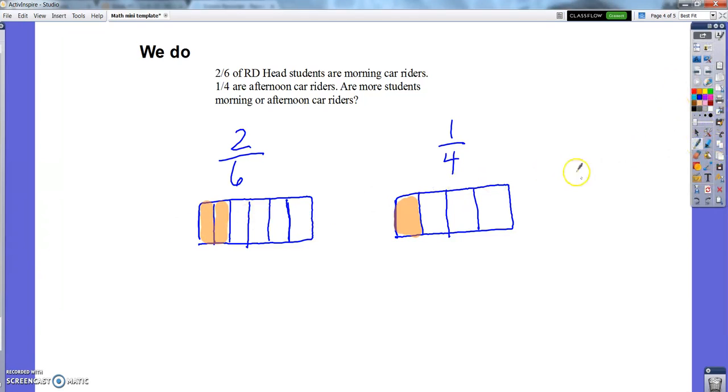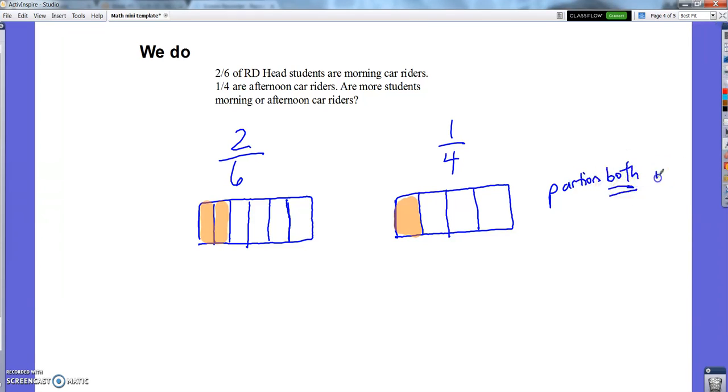And if you want to write, I said I need to partition both into fractions with the same denominator. If they both have the same denominator, it's very, very, very easy to tell which one's greater. The problem is I don't know what denominator I'm looking for.